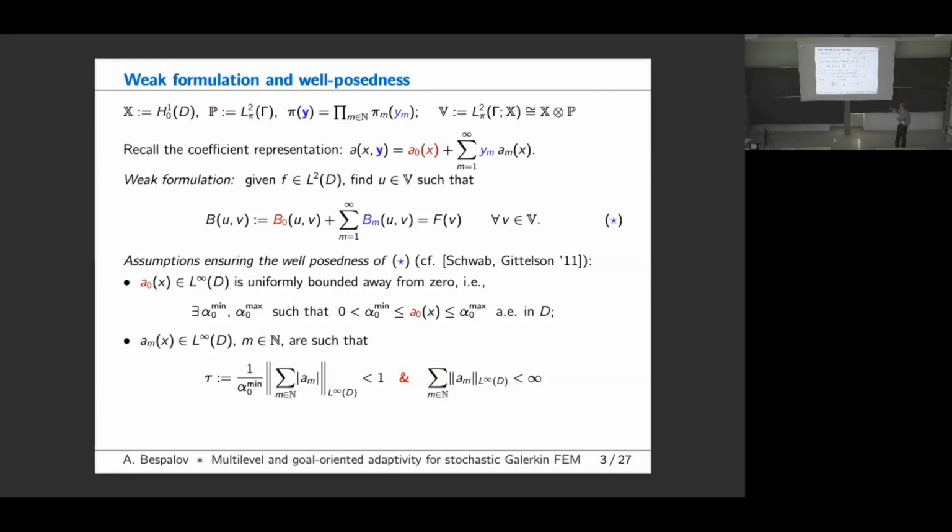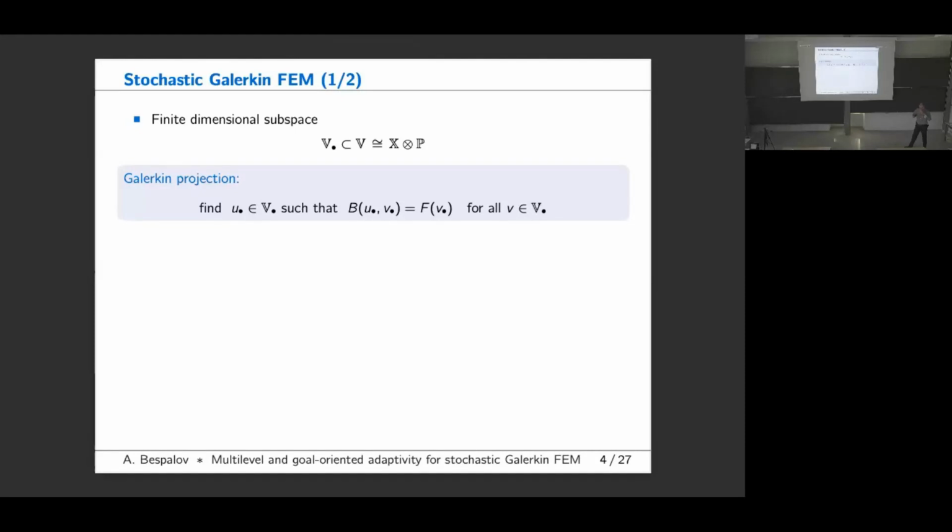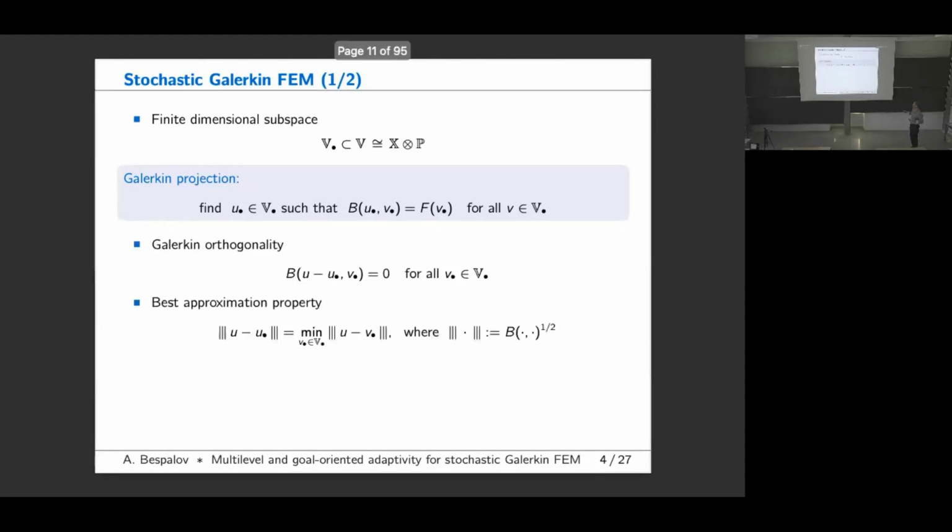Okay. Right. So, stochastic Galerkin FEM. It's a Galerkin projection framework. All discrete spaces and discrete functions will come with this bullet index that will indicate discrete quantities. You simply project on a subspace, and you get lots of nice properties like Galerkin orthogonality, best approximation property, everything that you know from the projection framework. The main question is how to choose this discrete space, the subspace of the Bochner space.